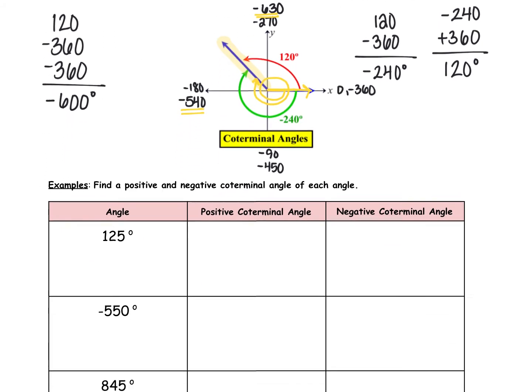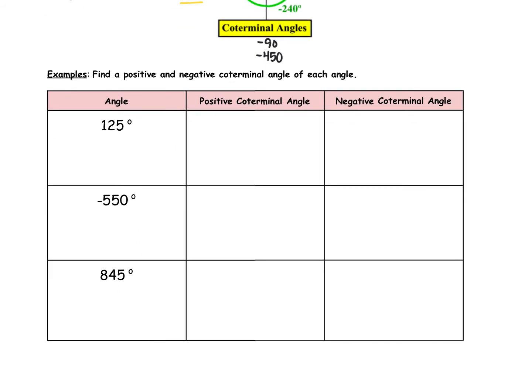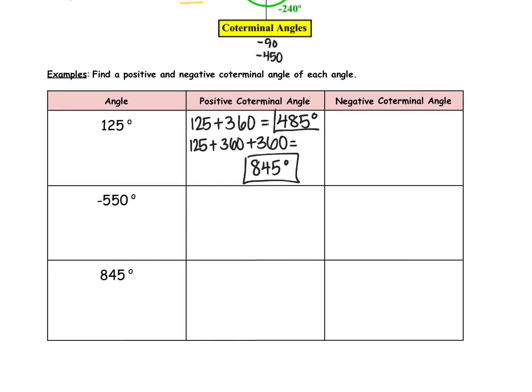So let's look at how they'll ask questions. It says, find a positive and negative coterminal angle for each. All right, so let's start with 125. I want a positive coterminal angle. So I could simply take 125 and add 360. If I do that, I get 485. So this is one possible coterminal angle, but I also could take 125 and add 360 twice if I wanted to. And if you do that, you get 845. So both of these, 485 and 845, are positive coterminal angles that you could have here.